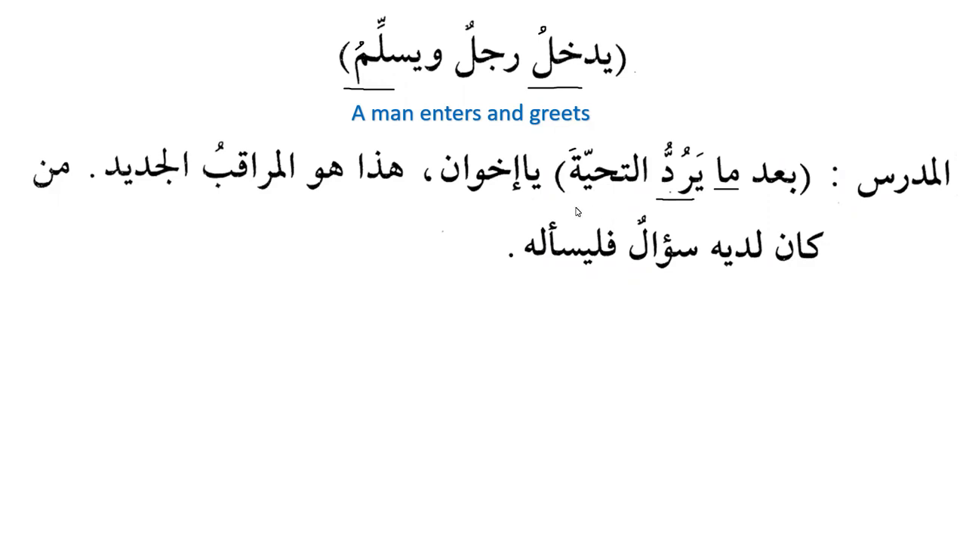So after replying to the greeting, ya ikhwanu, O brothers, hadha huwa al-muraqibu al-jadidu. We discussed in the previous lesson that this huwa is ad-damir al-fasl. It is used to separate the subject and the predicate. It does not have any meaning and it does not have any i'rab. So hadha huwa al-muraqibu al-jadidu. This is the new controller.